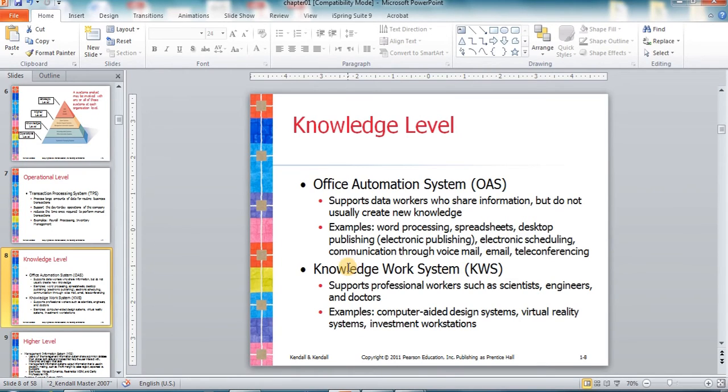Examples of this software are computer-aided design systems, such as CAD drawing software, virtual reality systems, which create and use virtual reality simulations, and investment workstations, which work with investment budgets and investment material. So this type of software is very similar to office automation systems, but they require scientific knowledge of a certain scientific area to be able to use them. And they are used by a specific type of managers, such as doctors, scientists, engineers, and so on.